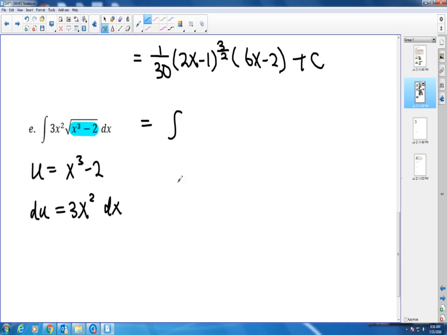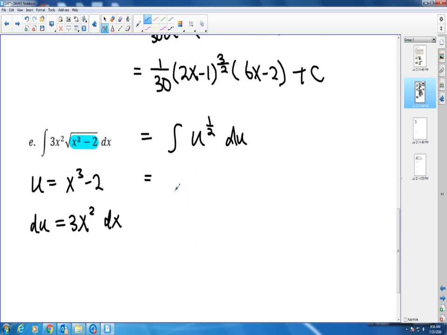So this is going to be the integral of u to the 1/2 du, since the square root of u is u to the half. Bring the exponent down; we did it up top. Half plus 1 is 3/2, so 1 divided by that is 2/3. U to the 3/2 plus c.